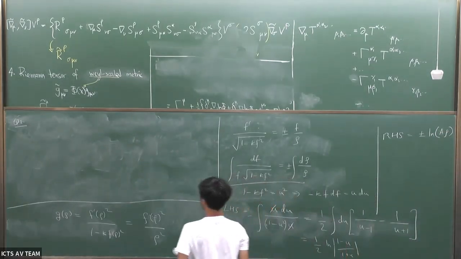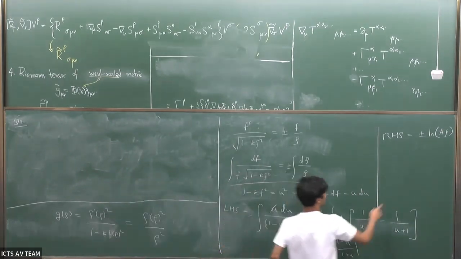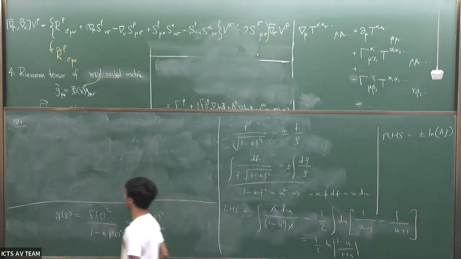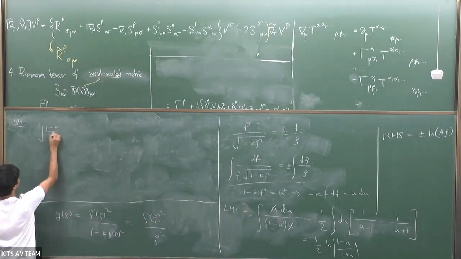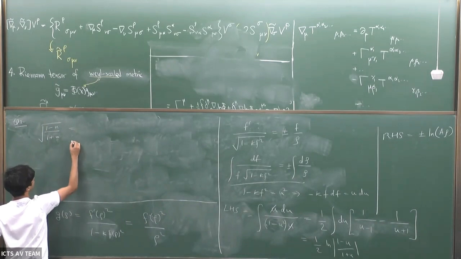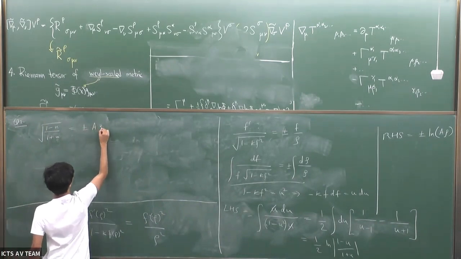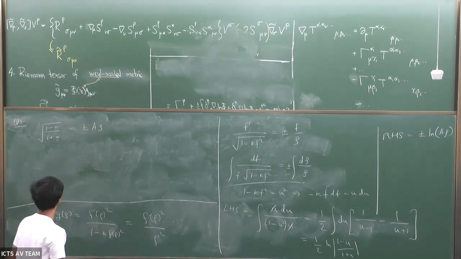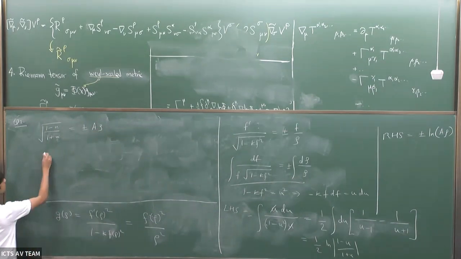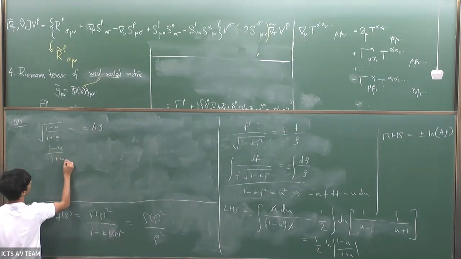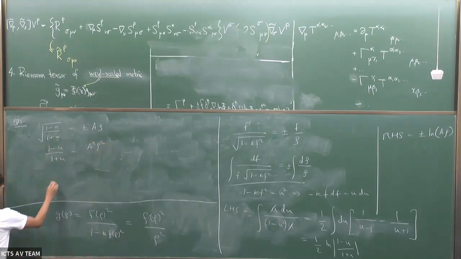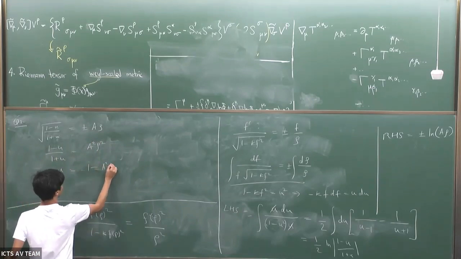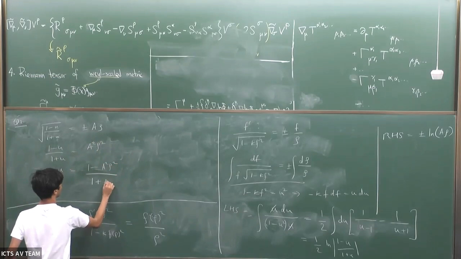Right. So equating this to this, we basically get the square root of (1 − u) over (1 + u) is equal to plus or minus aρ. Now you can square this. So you have (1 − u) over (1 + u) is a²ρ². And you can solve for u and you'll get (1 − a²ρ²) over (1 + a²ρ²).